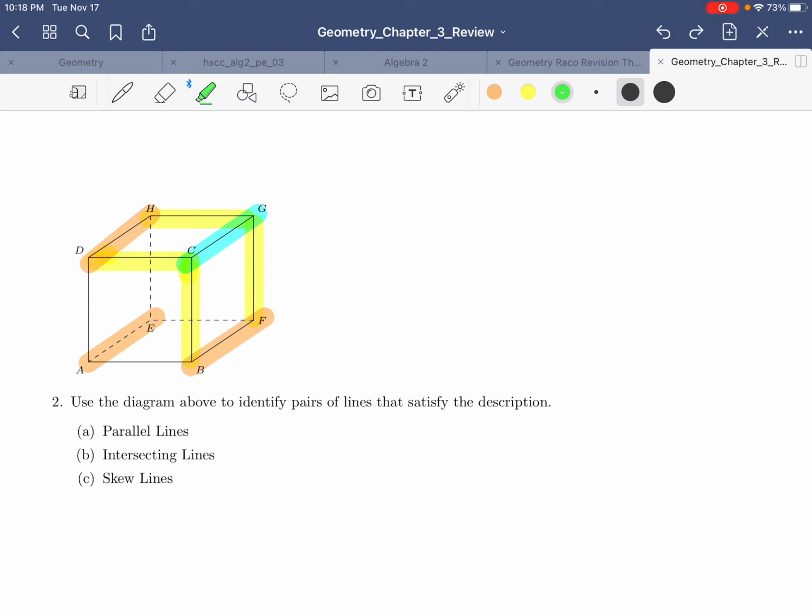Skew definition by the book: two lines that are in different planes. You'll notice that all the lines that you see right now are all in the same plane with the blue line. Some people might argue line AE. There technically is a plane there that exists between those two.